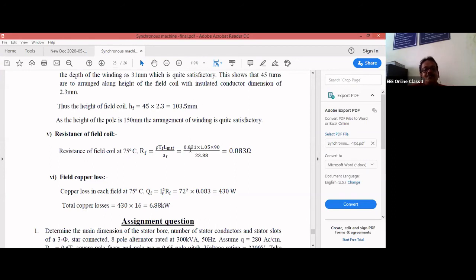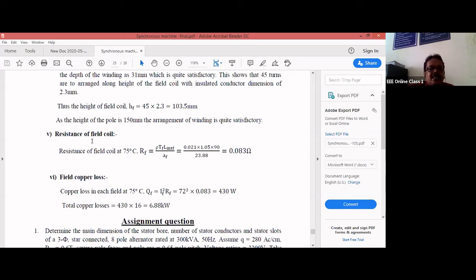Okay. Total height of the pole is 150 mm. From that you minus height of the pole shoe, you minus flanges, you minus spool. The remaining that is left will be 103.5. That is left to do the winding of the field coil. Okay. As height of the pole is 150 mm, the arrangement of winding is quite satisfactory. So 150 is there. With that 150, systematically you can do the height of the field coil with the 103 mm. With that we can do the winding.